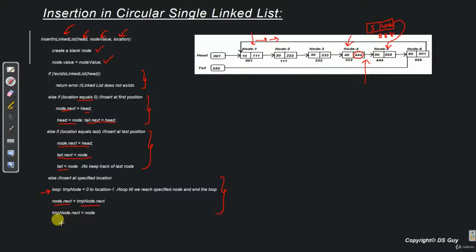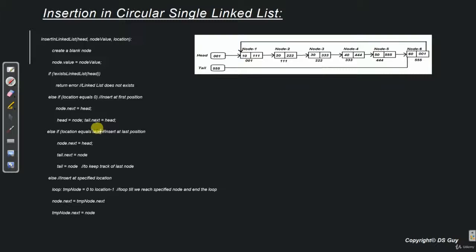Now the next step is temp node.next is equal to node. What is temp node.next? It is this place. So we need to update it with the node, that is 888. So we remove 444 and instead of it we put 888. This will automatically destroy this connection and create a new connection between node 4 and the new node. So node 4 now points to the new node and the new node now points to node 5. This is how we successfully inserted a new node in the middle of a list.